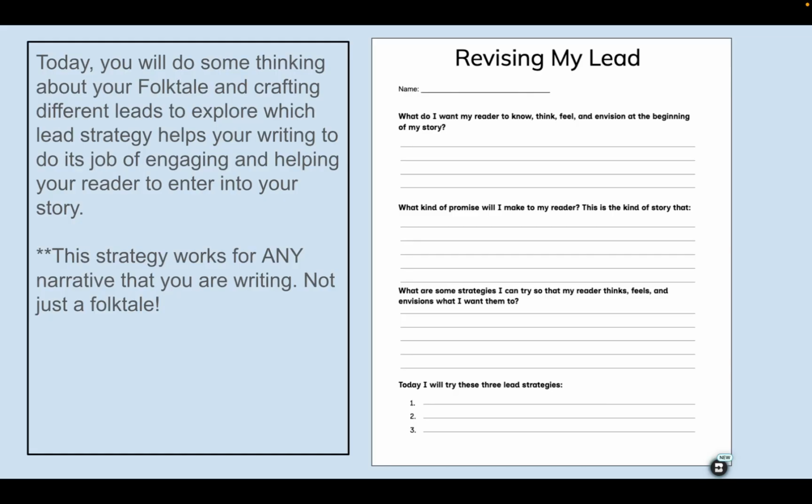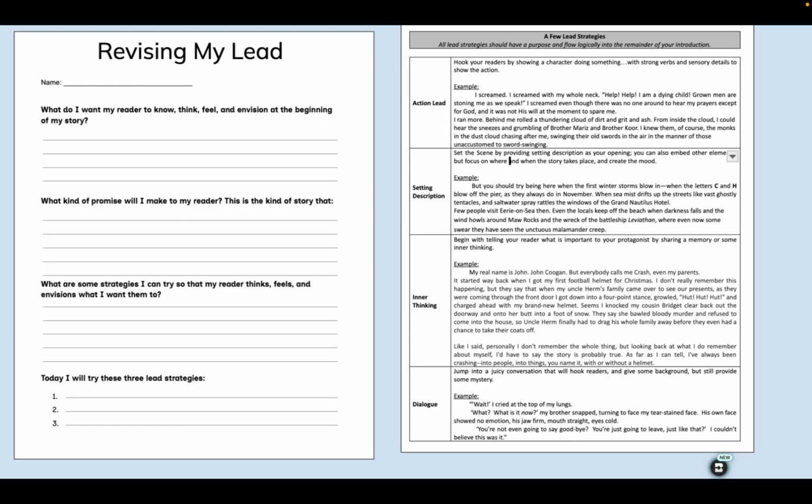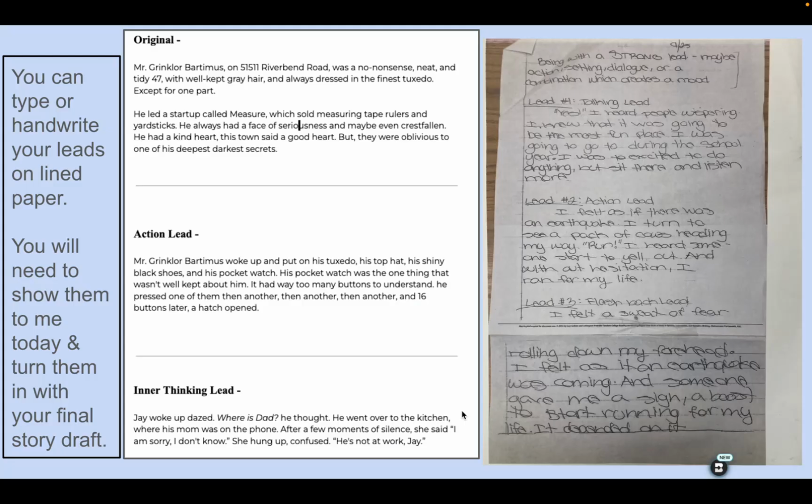Now, this is a strategy that works for any kind of writing. So anytime you're revising and you want to choose a lens, this is a revision lens of leads, then this is a strategy. You're going to answer these questions and then you're going to try 3 of these 4. And you can handwrite them or type them and turn them in. You'll have to show them to me and you'll turn everything in with your final draft.